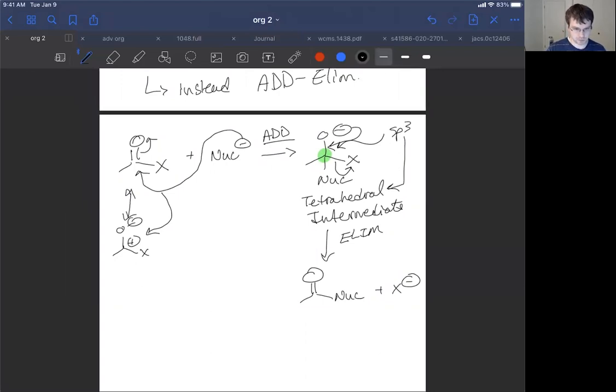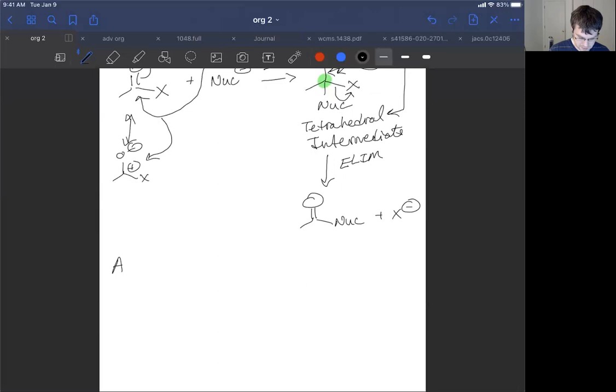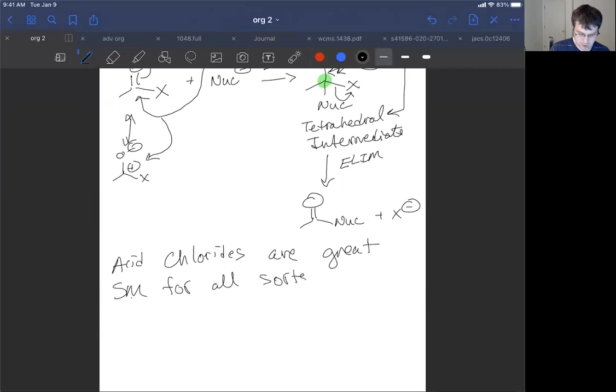Okay. So no SN2, but we add, we form an intermediate. So this is not a concerted process. And then we eliminate the best leaving group, which is typically that thing that defined the carboxylic acid. Okay, so we can actually use this reaction with acid chlorides to make all sorts of derivatives. Okay, so acid chlorides are great starting materials for all sorts of derivatives.